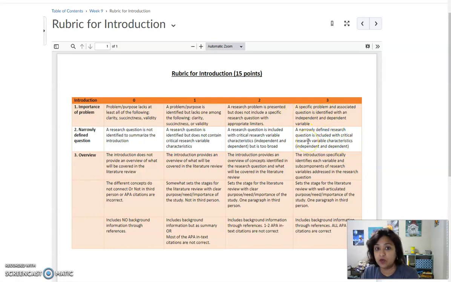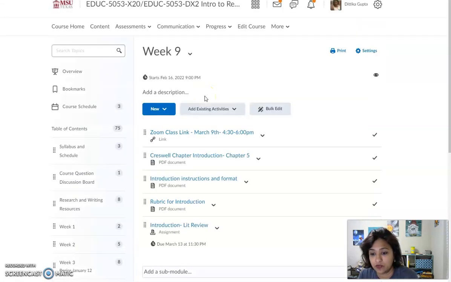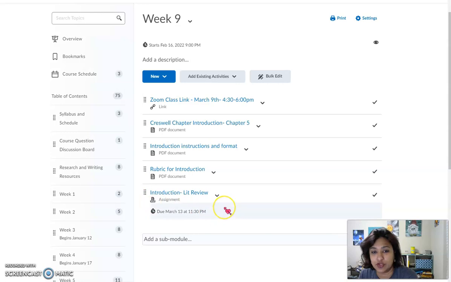If you have a purely qualitative study, then it would be the relationship between the variables. So this is where your rubric is for the introduction and this is your Dropbox.